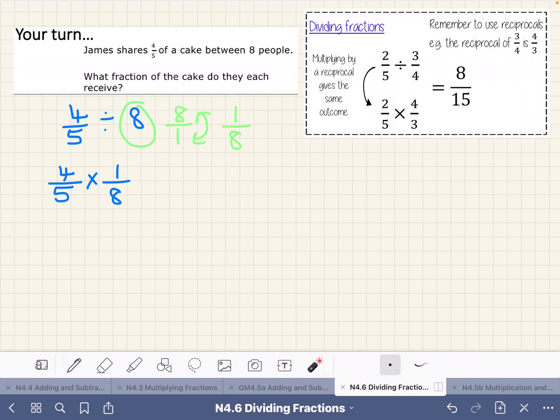We look to cancel down to make the calculation easier by looking for common factors diagonally or top to bottom. We can see here that 4 goes into itself once, goes into 8 twice. That leaves us with 1 multiplied by 1 and 5 multiplied by 2. The answer then is 1 times 1 is 1, 5 times 2 is 10. This is our simplest form answer.